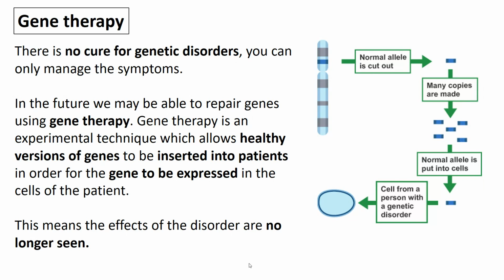If you can get a healthy version into the copies of all of the cells which need it, then you would not see any effects of that disorder anymore. So, for example, if you could put the healthy gene into cystic fibrosis patients, then there would no longer be problems with the membrane and transport. And there's a diagram of how gene therapy would work. You would cut out what's called the normal or healthy allele, make lots of copies, and transfer that into the cells of a person with a genetic disorder in order to make that healthy gene work inside those people.